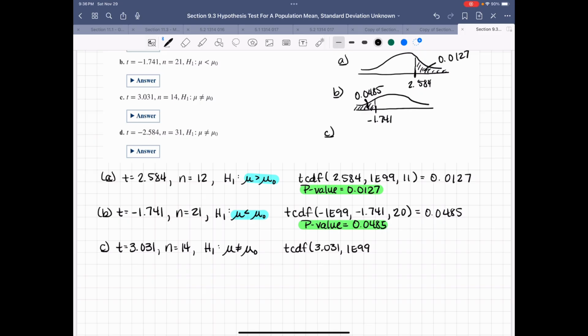So on C, what we're looking at is they're saying, okay, here's my T at 3.031. Now, they want this and this, both the left and the right. But since they gave me 3.031, they didn't give me the negative, I'm going to use the positive as my lower, and then 1E99 my upper. My degrees of freedom are going to be 13.